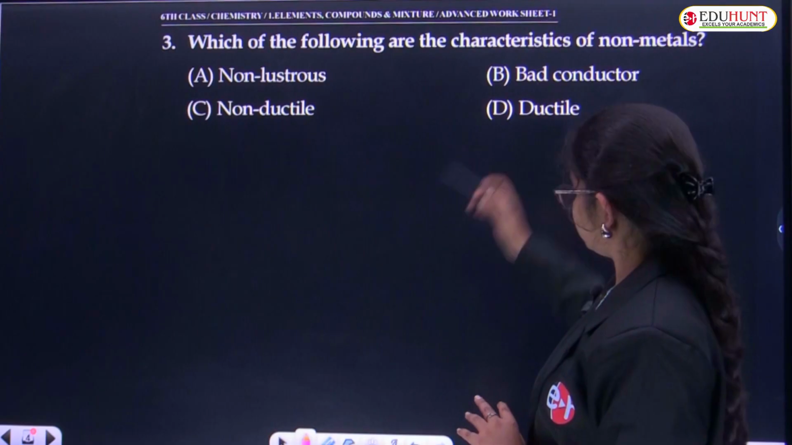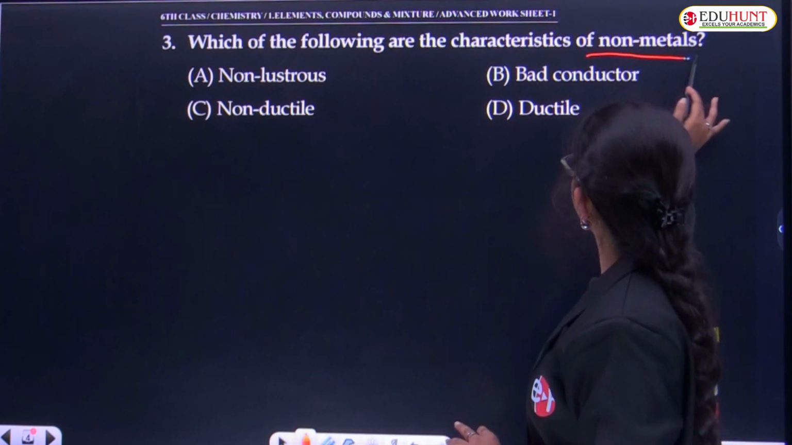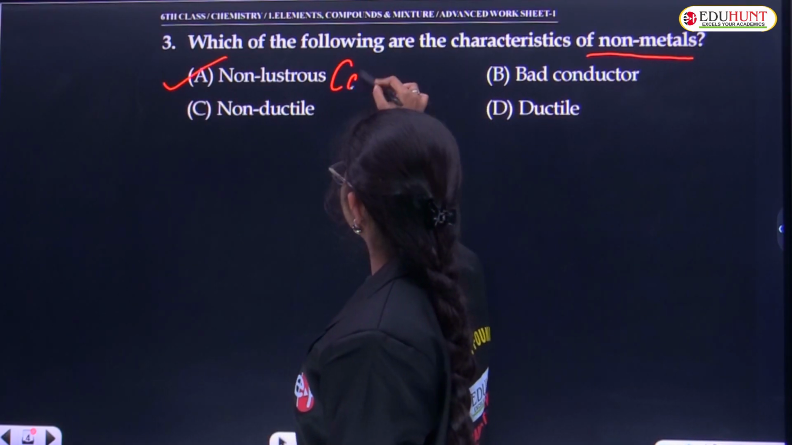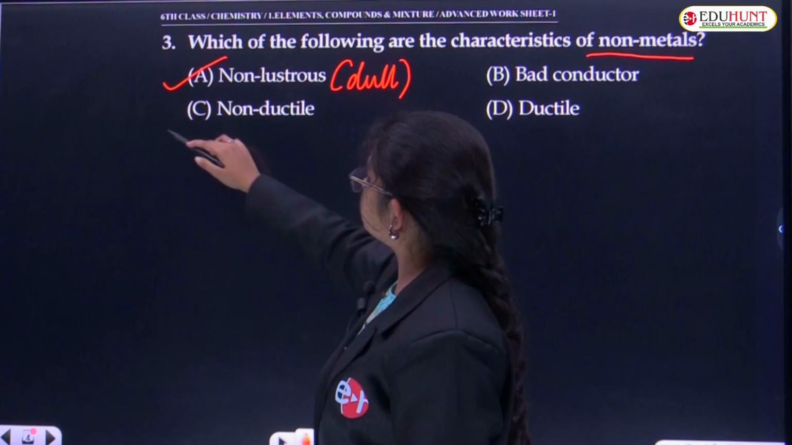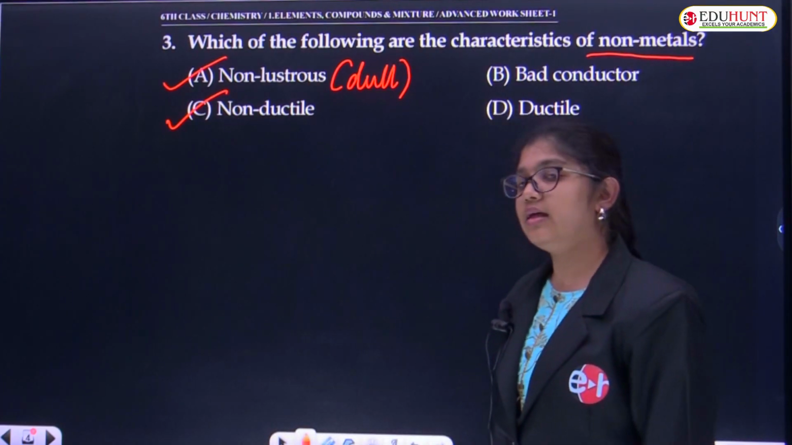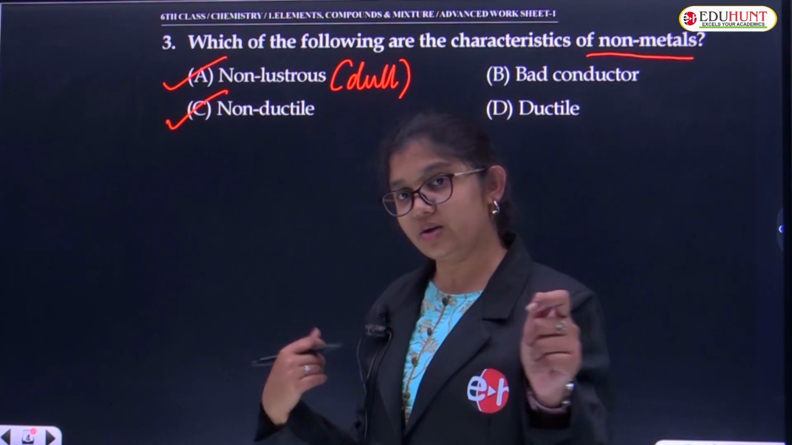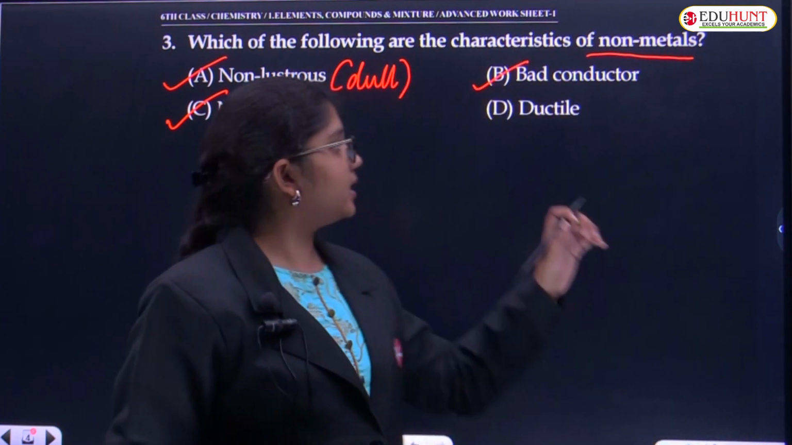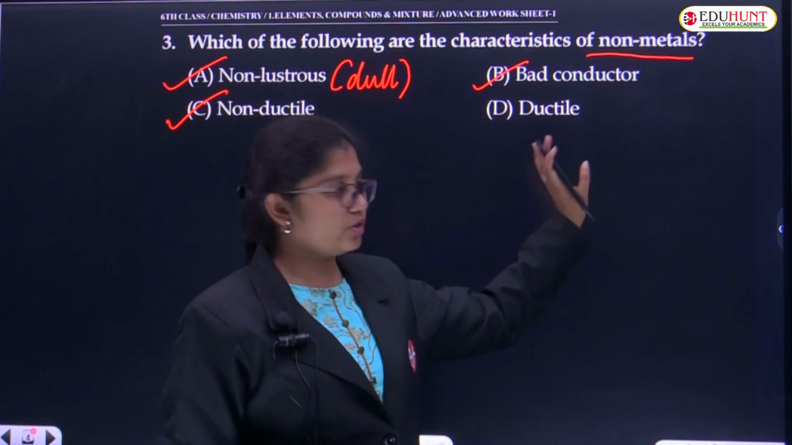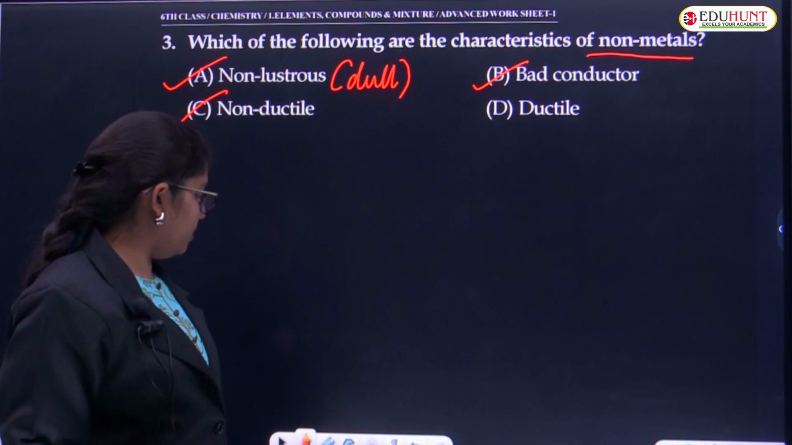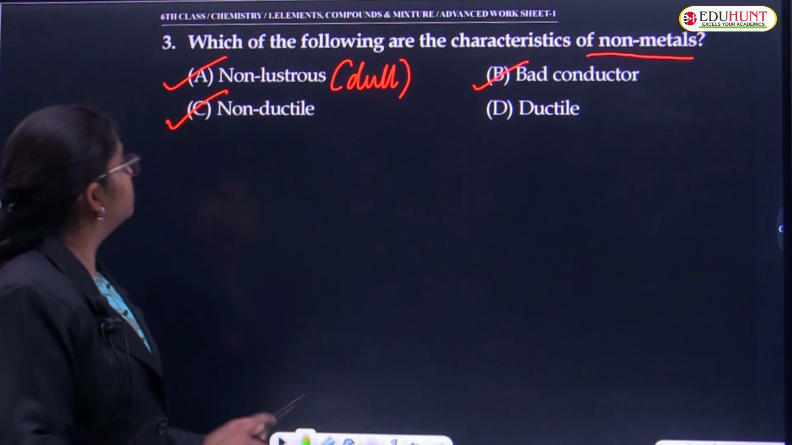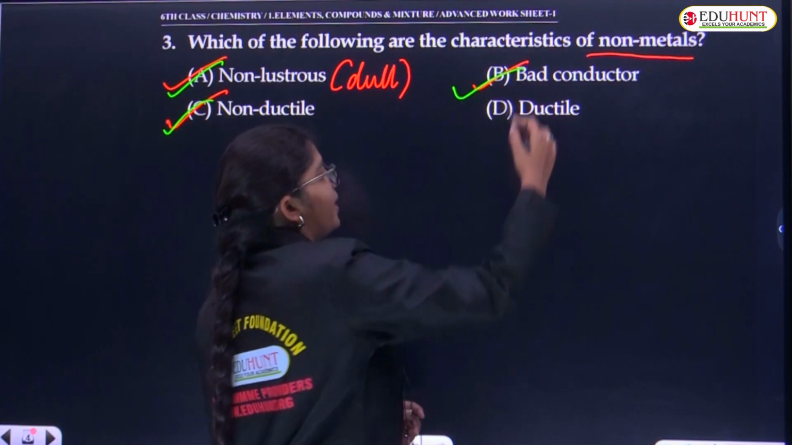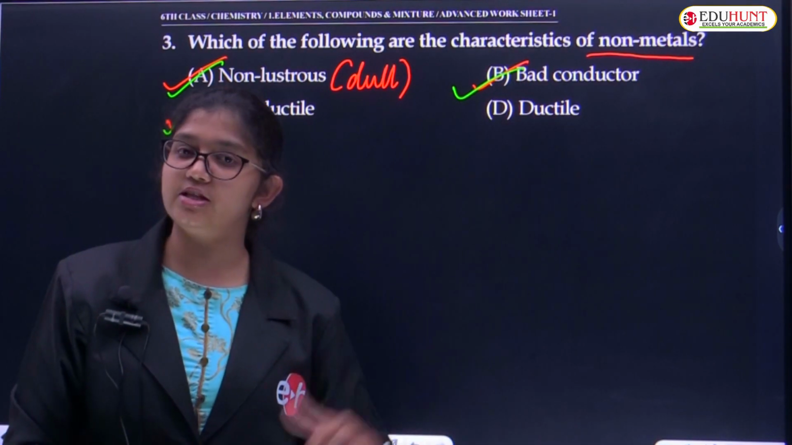So they're asking about non-metals. Non-metals are quite opposite to that. They are non-lustrous, which means dull in appearance. Non-ductile, which means they cannot be drawn into thin wires. And they are bad conductors too, but ductile is a specific quality of metals, so I'm not taking that option. The right options here are option A, non-lustrous, option C, non-ductile, option B, bad conductor. So A, B, C are the right options in this particular question.